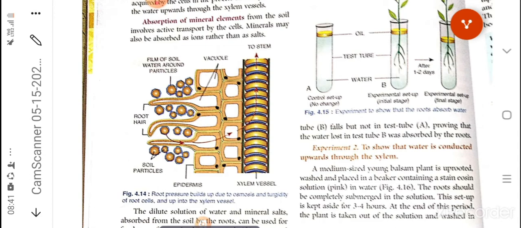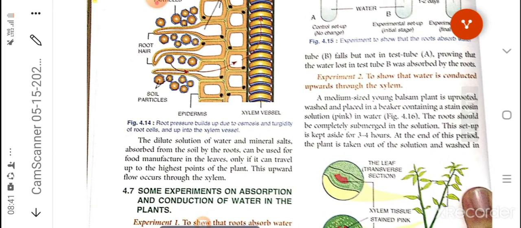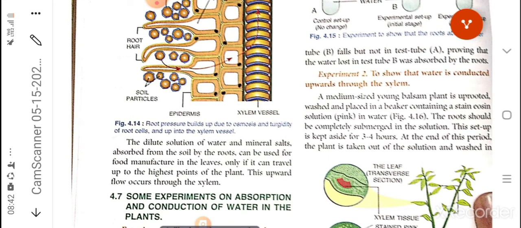Absorption of mineral elements from the soil involves active transport by the cell. I have already discussed what active transport is. Minerals may be absorbed in the form of ions. The dilute solution of water and mineral salts absorbed from the soil by the roots can be further used for food manufacture in the leaves. The upward flow of water and salts, or ions, generally occurs through the xylem vessel.